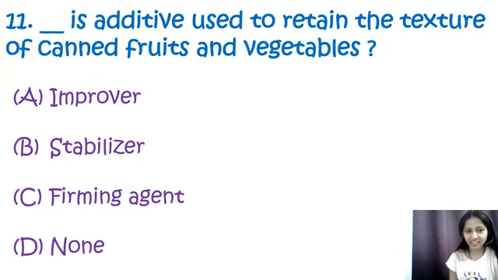Question number 11. Dash is an additive which is used to retain the texture of canned fruits and vegetables. Options are improvers, stabilizers, firming agents, etc. My correct option is C, that is firming agents. Firming agents are substances which are added to precipitate the residue of the pectins. Thus they can strengthen and support the tissues and prevent their collapse during processing. So my correct option is C, that is firming agent.